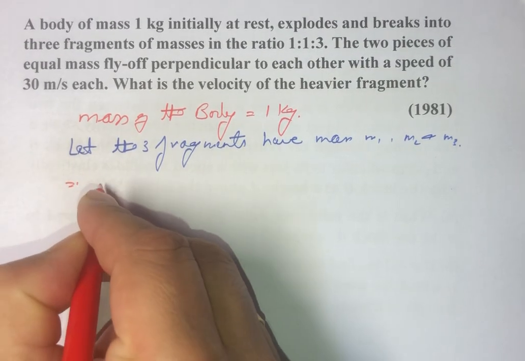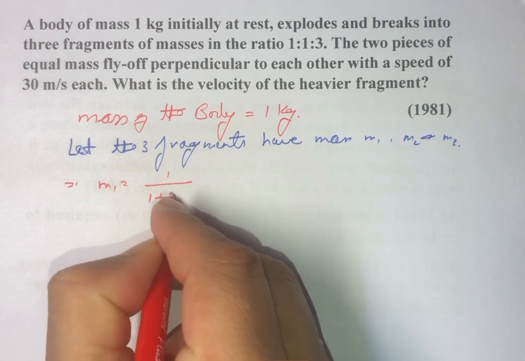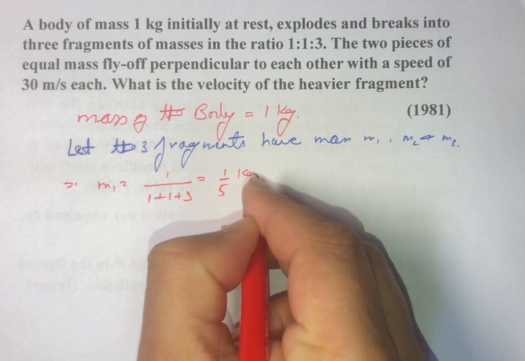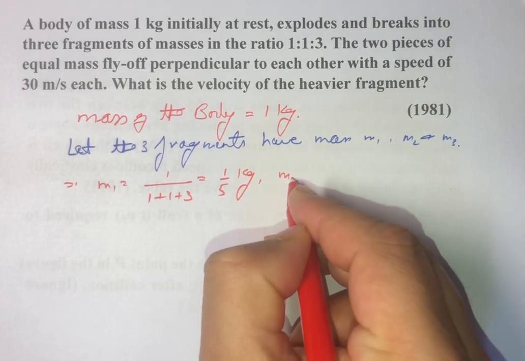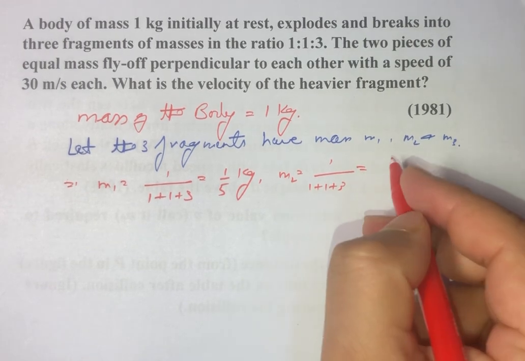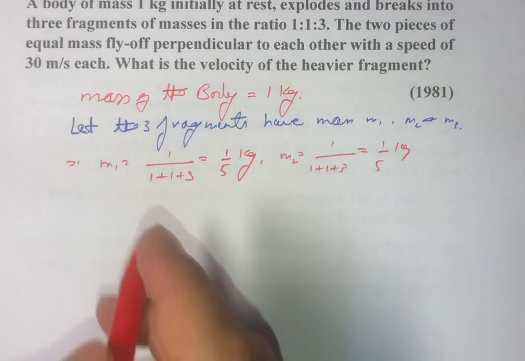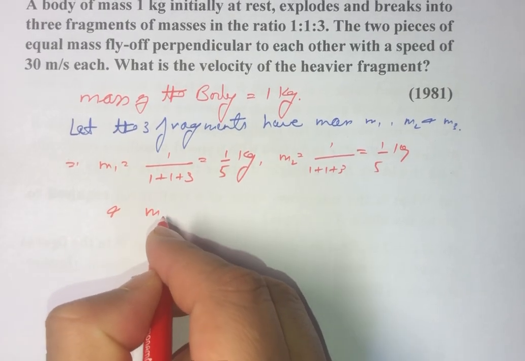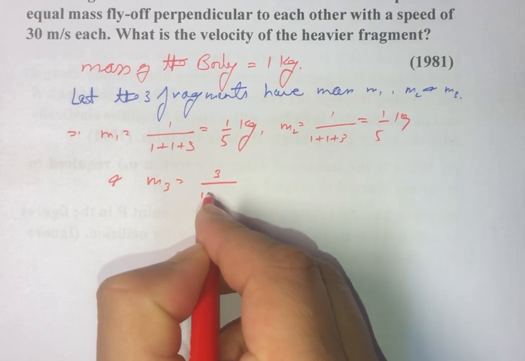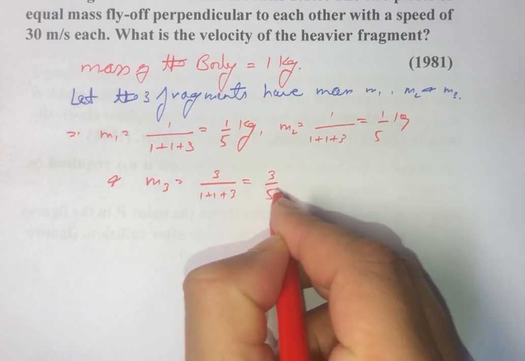So from here we can say that m1 will be equal to 1 upon 1 plus 1 plus 3, that is equal to 1/5 kg. m2 will also be equal to 1/5 kg, and m3 is the heavier one, that is 3 upon 1 plus 1 plus 3, which equals 3/5 kg.